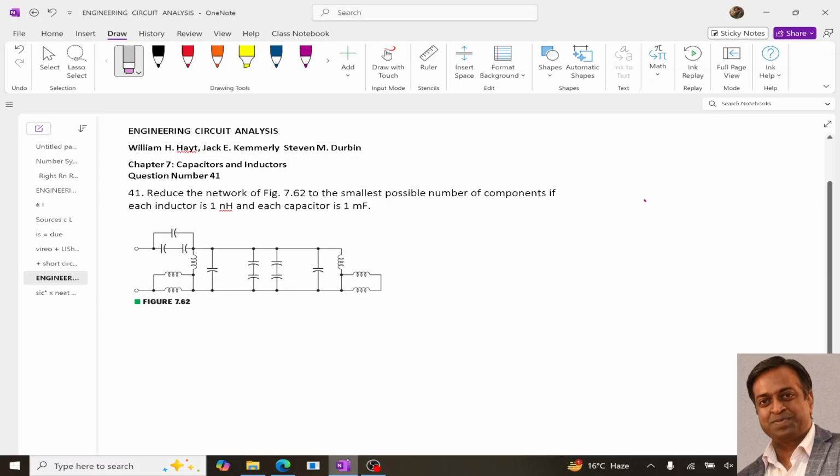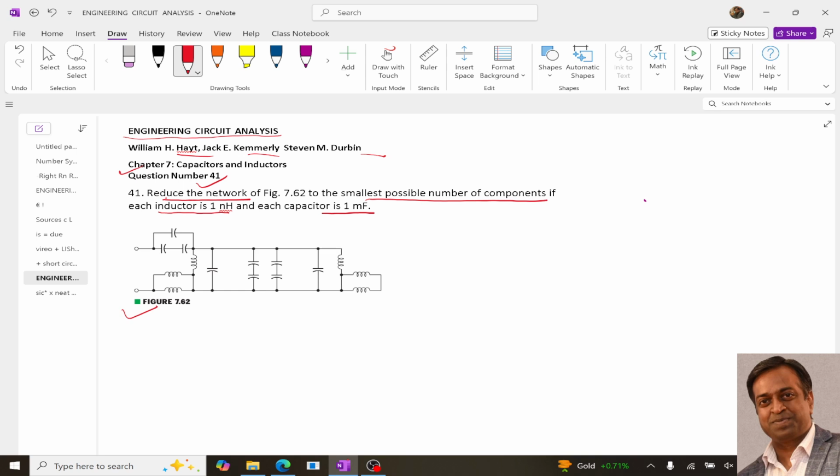Hello guys, in this video I am going to solve question number 41 of chapter 7 from the book Engineering Circuit Analysis by Hayt, Kemmerly and Durbin. The question says that for this circuit we need to reduce the network to the smallest possible number of components, if each inductor is 1 nanohenry and each capacitor is 1 millifarad.